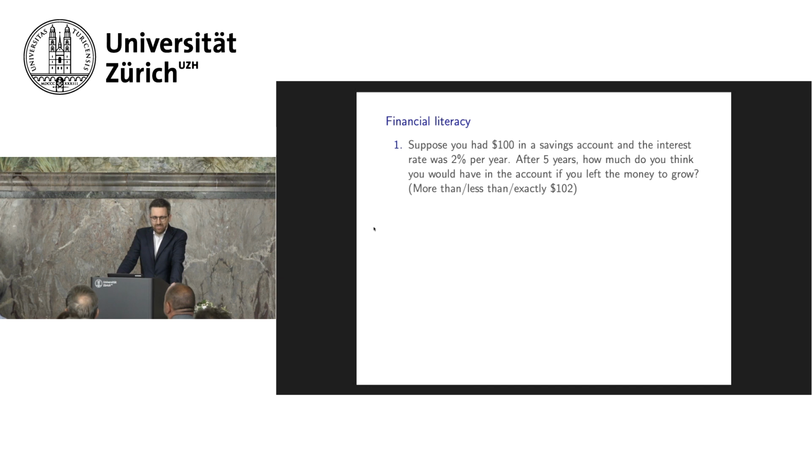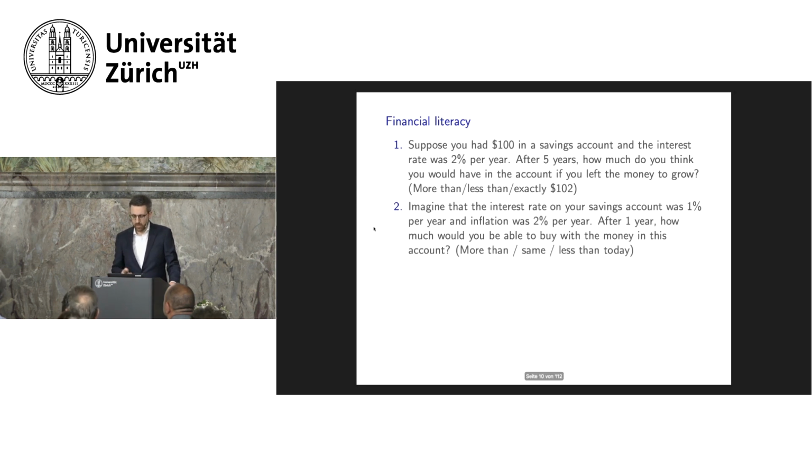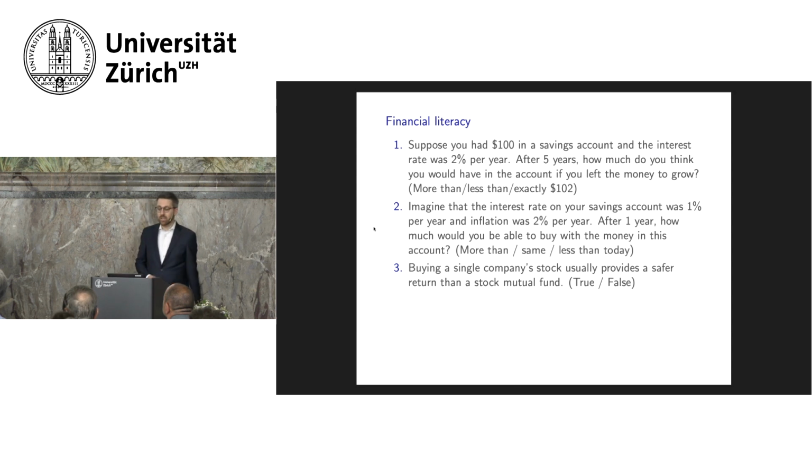Now, the motivation for this is that financial literacy around the world is really low. So here's an example. My co-author, Anna Maria Lusardi, asked this question to people around the world. Suppose you had $100 in a savings account and the interest rate is 2% per year. After 5 years, do you think you would have more than, less than, or exactly $102? Second question. Suppose the interest rate on your savings account is 1% per year, and inflation is 2% per year. After 1 year, you think you can buy more than, less than, or just as much as today. Third question. Buying a single company stock usually provides a safer return than a stock mutual fund.